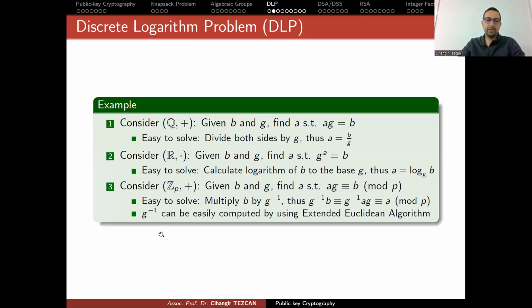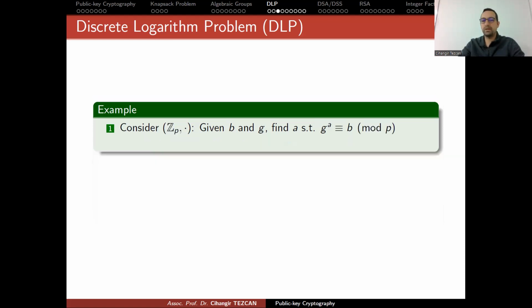And here, the same thing I mentioned: G inverse can be easily computed by using the extended Euclidean algorithm. As you can see, the security depends on the group. But if I change this addition to multiplication, then things will be harder.